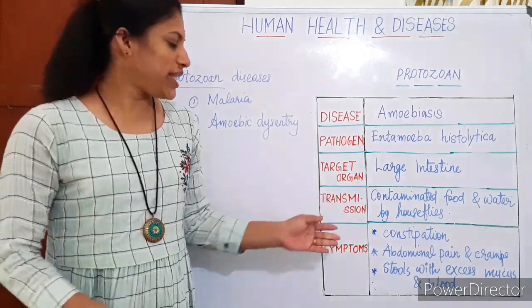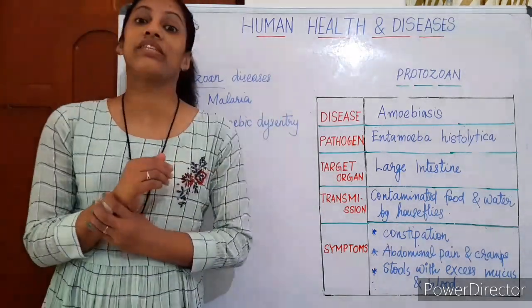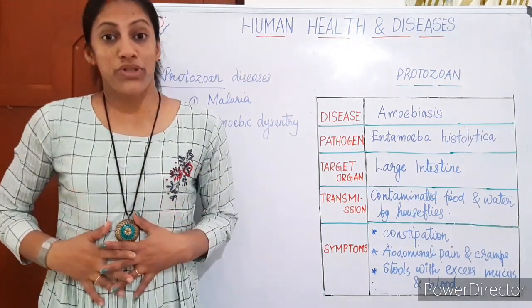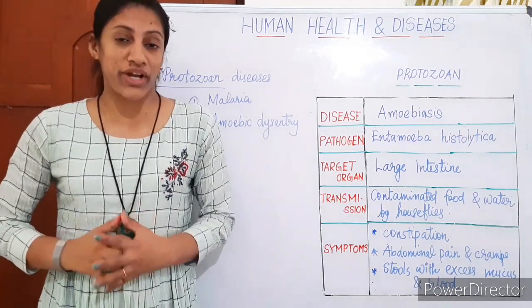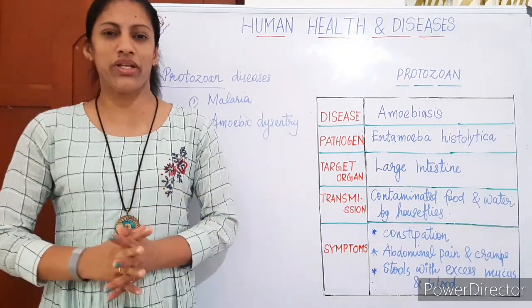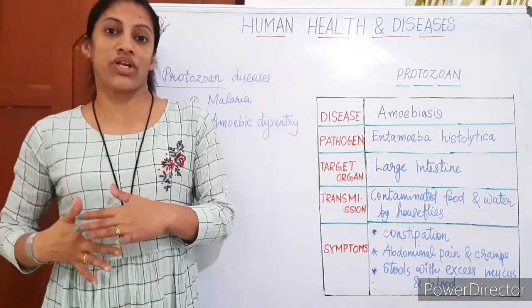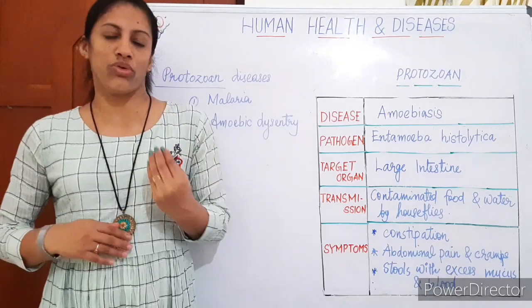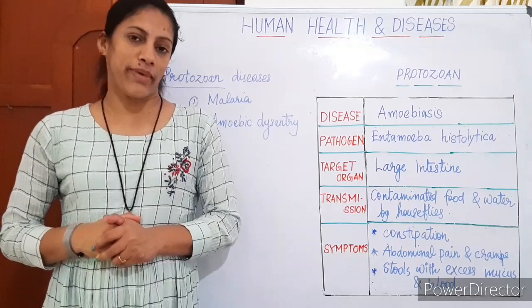Simple fact. Then symptoms. What are the symptoms of dysentery? Amoebic dysentery is characterized by abdominal discomfort, pain, and cramps. In some cases it shows constipation, difficulty in bowel movement. In the opposite extreme case, it shows frequent loose motion with excess water, liquid and mucus, and there may also be blood in the fecal matter.